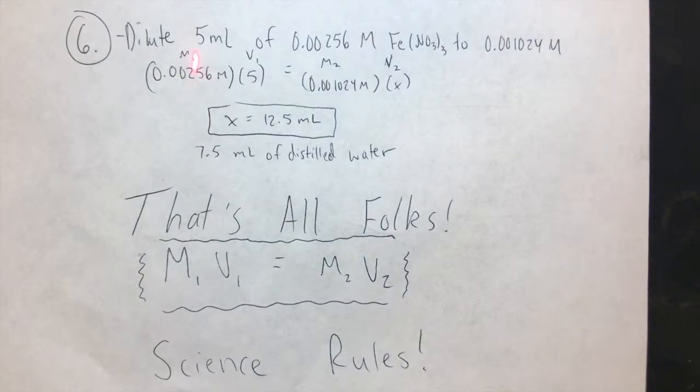For our final dilution, we're going to take 5 milliliters of our recently created 0.00256 molar iron nitrate and dilute it to 0.001024 molar iron nitrate. We do this again by using our equation M1V1 equals M2V2, and we find that we need 12.5 milliliters of total liquid, so we'll add 7.5 milliliters of distilled water to our 5 milliliters of 0.00256 molar iron nitrate.